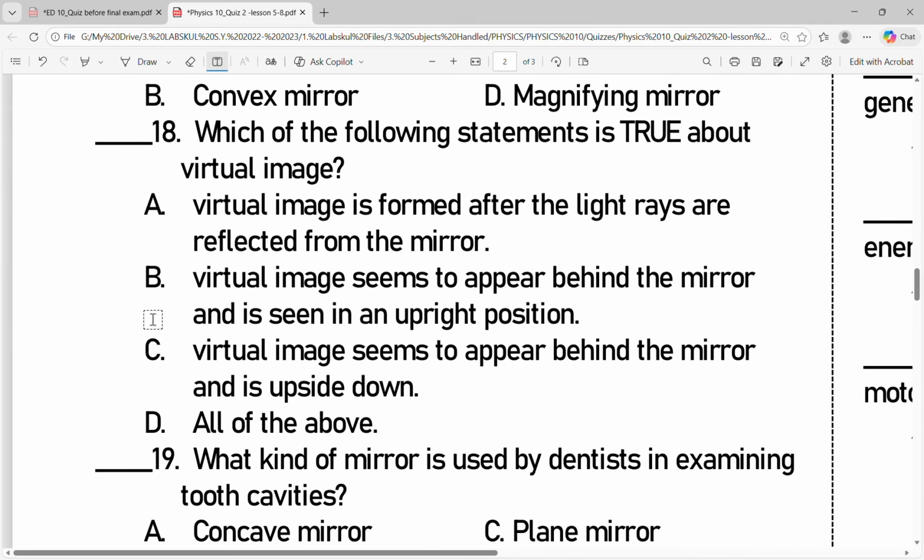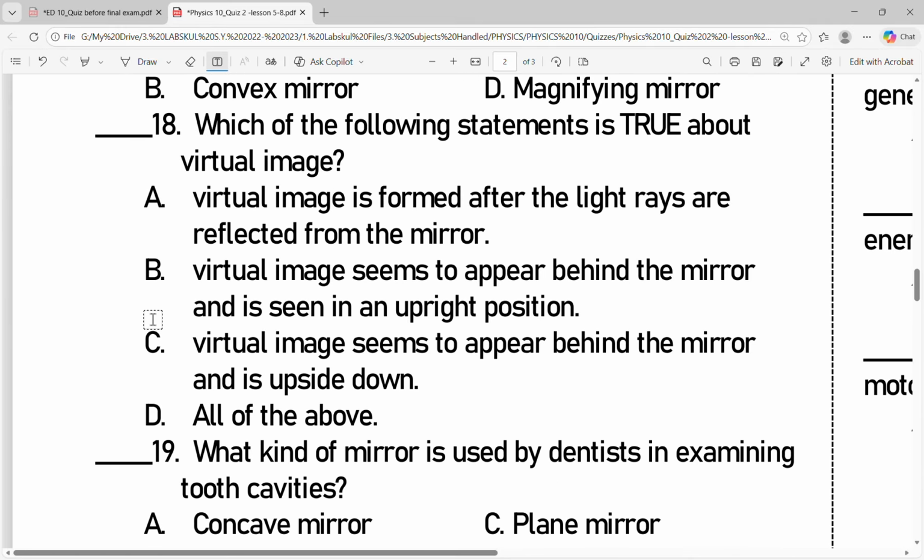Number 18. Which of the following statements is true about a virtual image? Remember, a virtual image appears to be behind the mirror and is seen in an upright position.